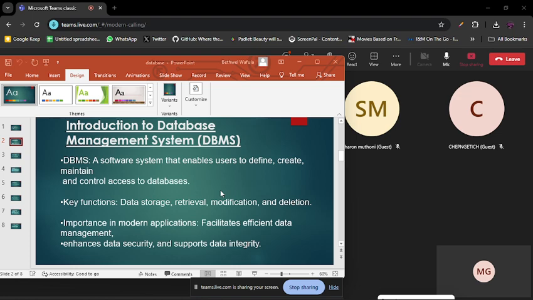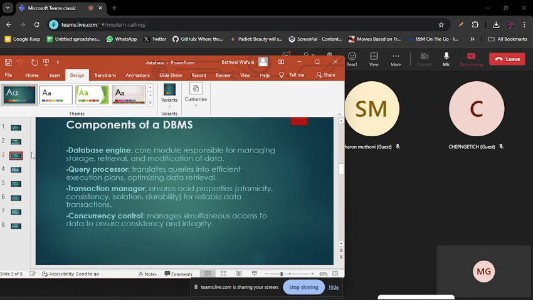So it's mainly software that enables users to define, create, maintain, and control access to databases. The major functions of a database are the storage, retrieval, modification, and deletion of the data stored in the database. Today's modern applications facilitate efficient data management, which also enhances security and data integrity.